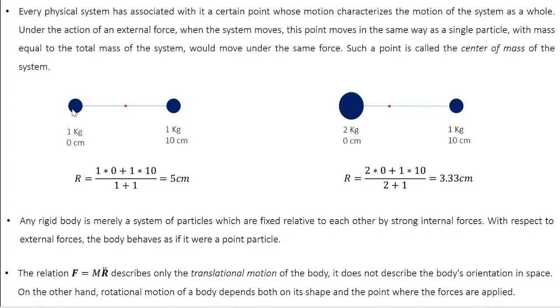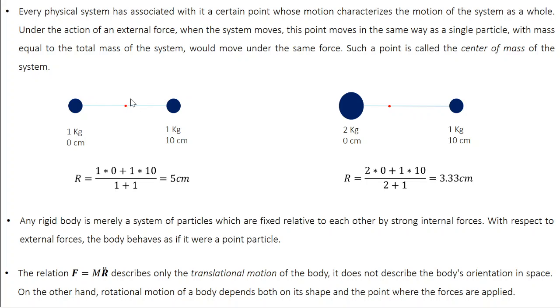Consider you have a system of two particles of mass 1 kilogram each. Now imagine that the first particle is situated at the origin, so the distance is 0 centimeter, and the second particle is situated at a distance of 10 centimeter from the origin. Now how do you calculate the position of the center of mass? We know this is going to be m1r1 plus m2r2 divided by m1 plus m2. So 1 into 0 plus 1 into 10 divided by 1 plus 1, which is 5 centimeter. So the total distance is 10 centimeter, and 5 centimeter is exactly at the midpoint.